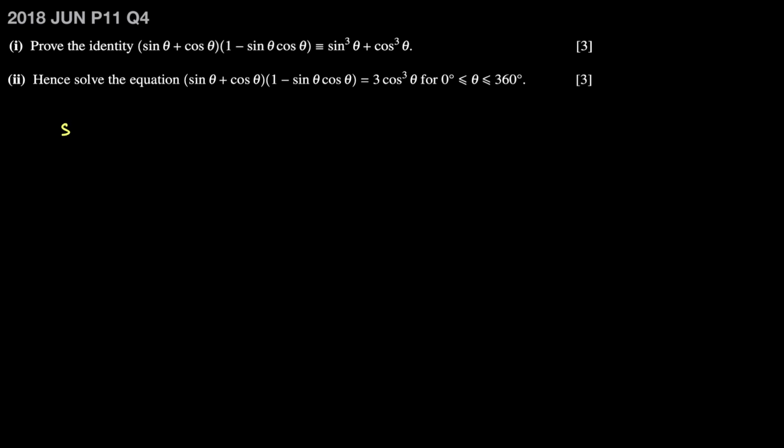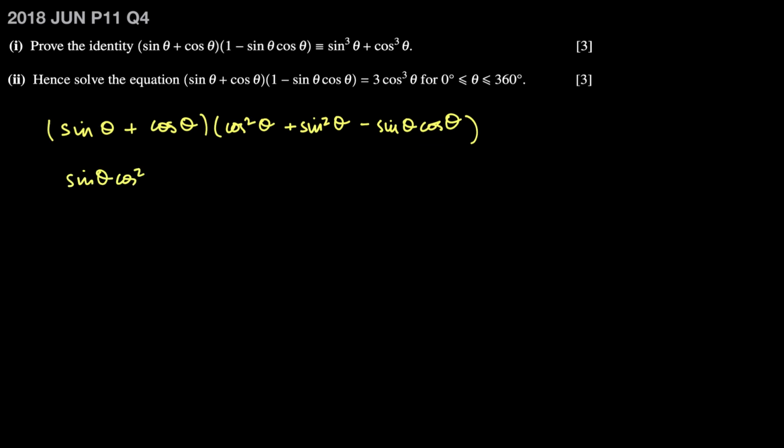We can say that this expression can be written as sine theta plus cosine theta times cosine squared theta plus sine squared theta minus sine theta cosine theta. So all we've done is we've replaced 1 with cosine squared theta plus sine squared theta. Now if we distribute sine theta, we get sine theta cosine squared theta plus sine cube theta minus sine squared theta cosine theta.